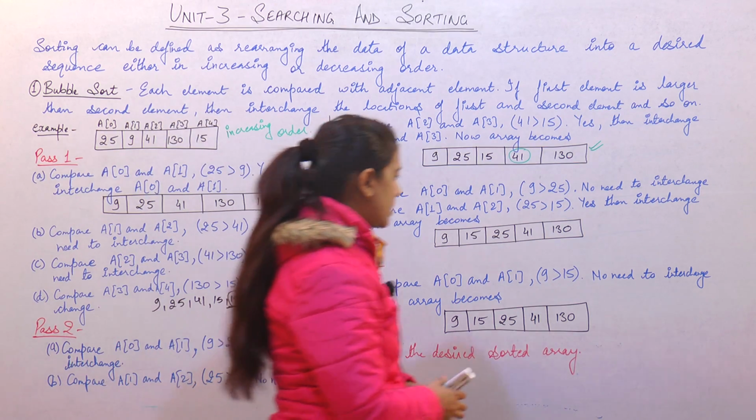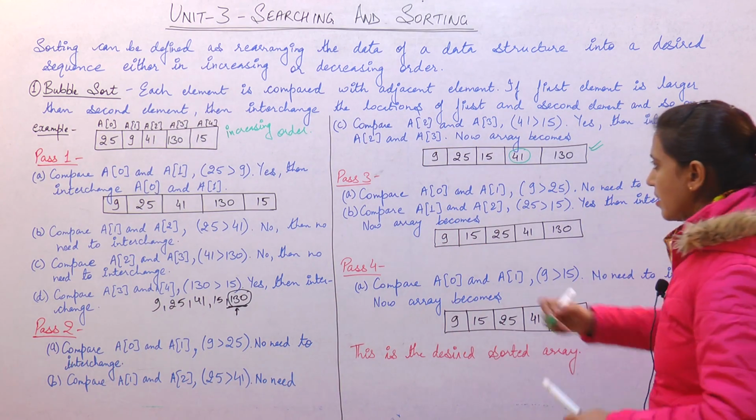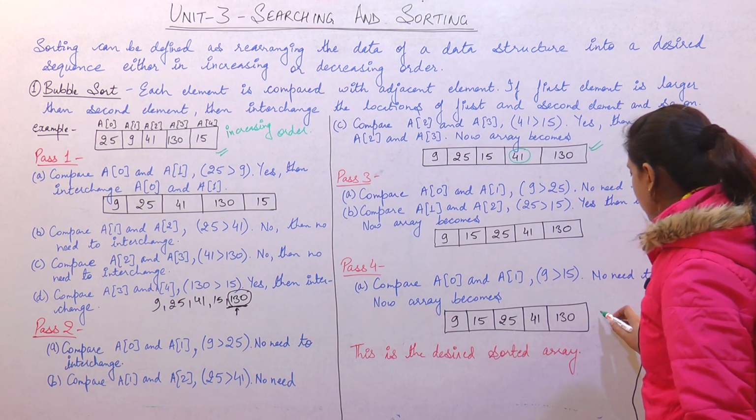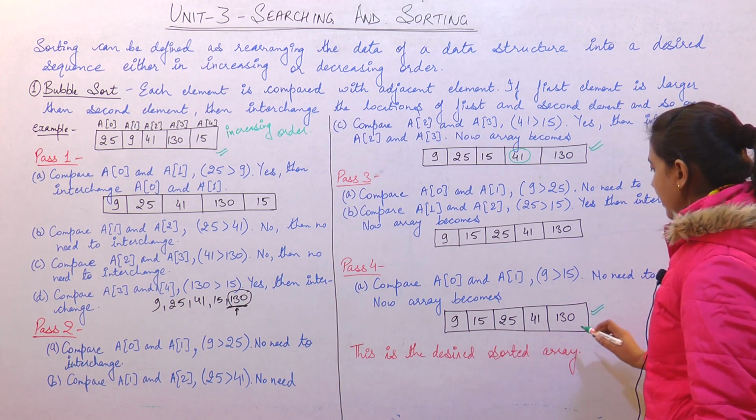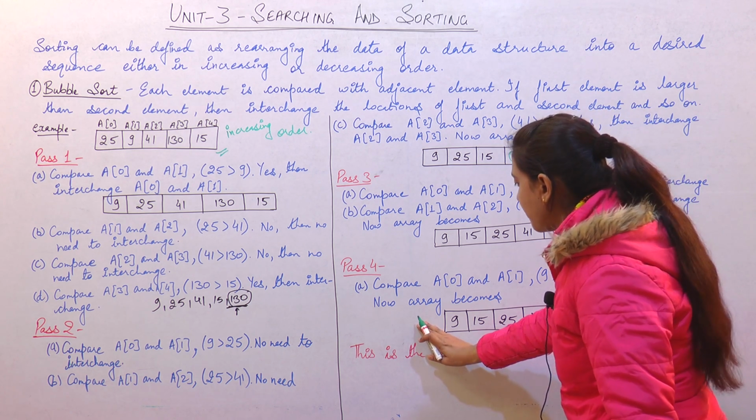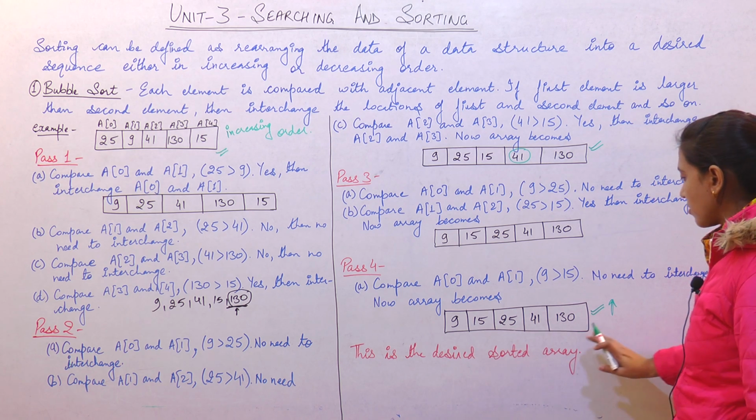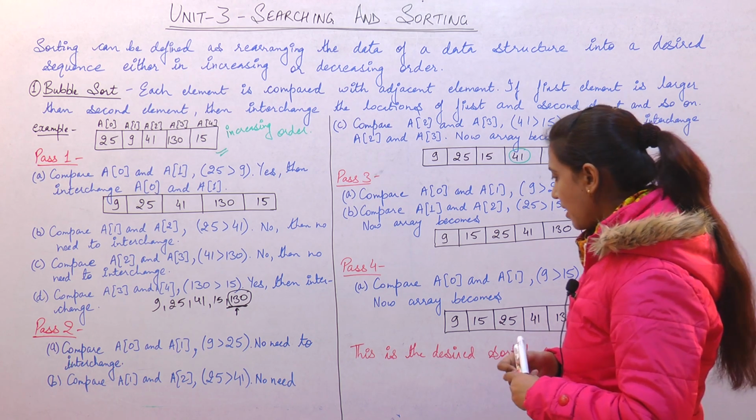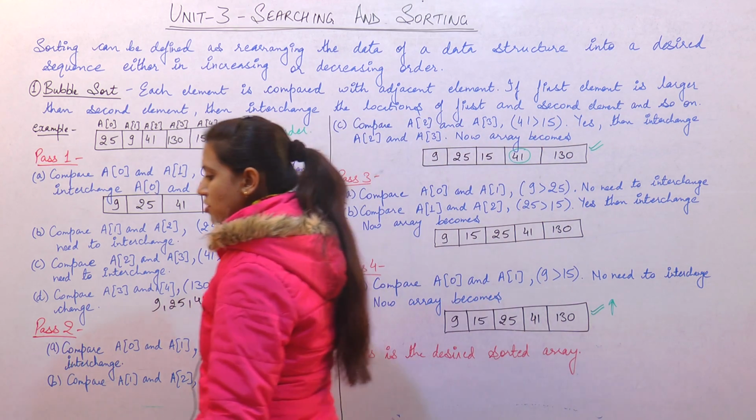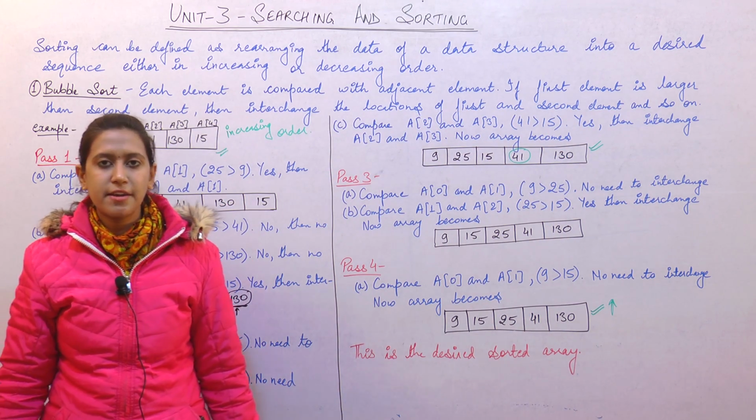We sorted this unsorted array into a sorted array in increasing form. That means on the left side we have the smallest number and on the right side we have the largest number. So in this way we can apply the bubble sort technique to sort a given array.